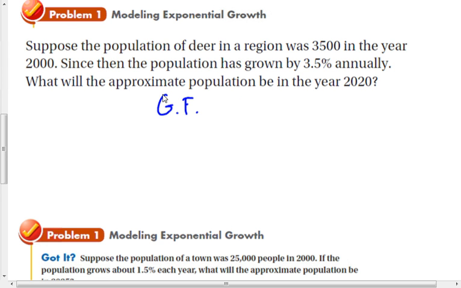And remember I said that it'll be 1 plus the growth rate. And the growth rate is 3.5%, but that's not written as a decimal. To get it written as a decimal, just divide it by 100. And when you do that, you get 1.035.